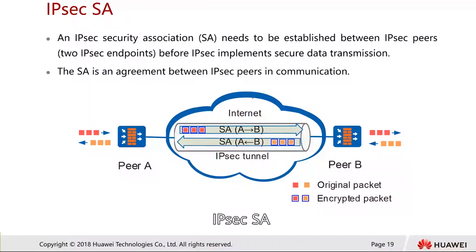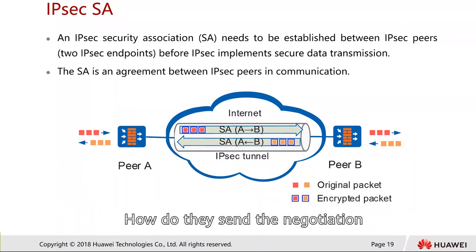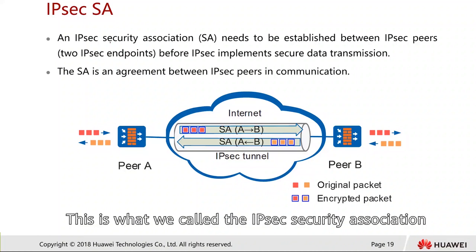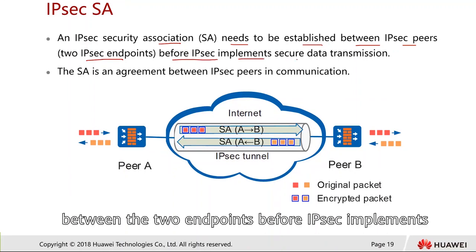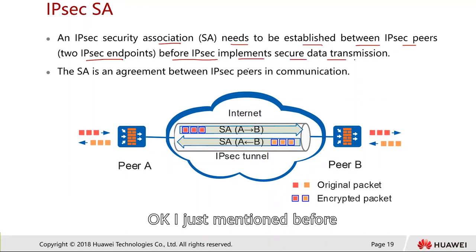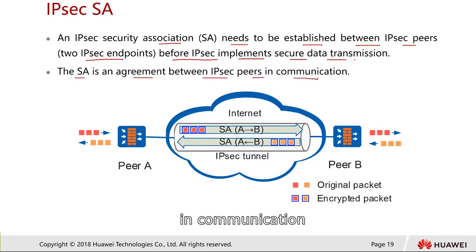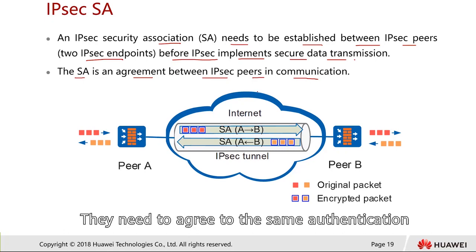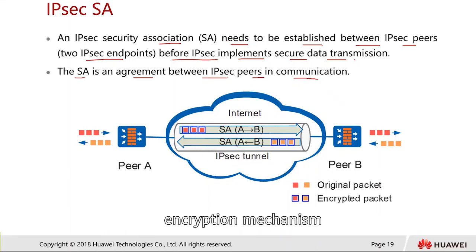So this is the IPsec SA. Earlier we spoke about the negotiation, so how do they send the negotiation? This is what we call the IPsec security association. It needs to be established between the IPsec peers, between the two endpoints, before IPsec implements secure data transmission. SA is an agreement between the IPsec peers in the communication. They need to agree on the same authentication mechanism and also the same encryption mechanism.